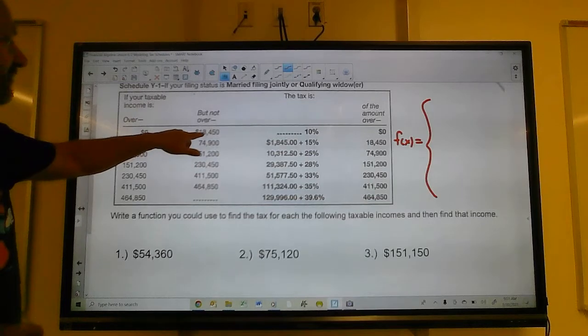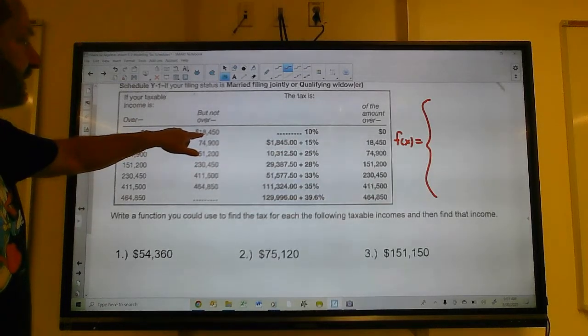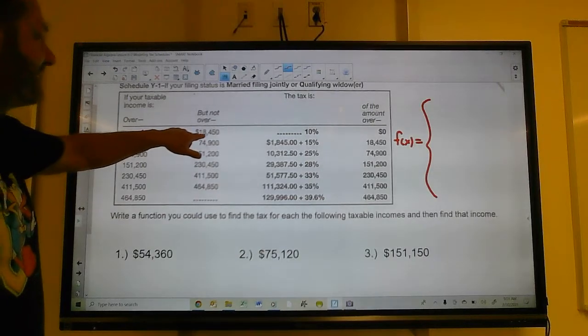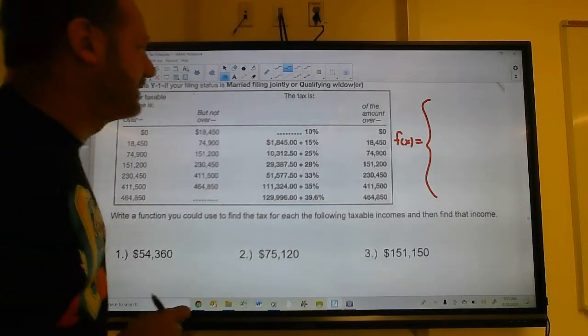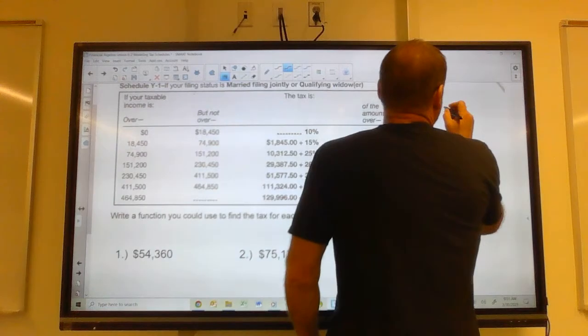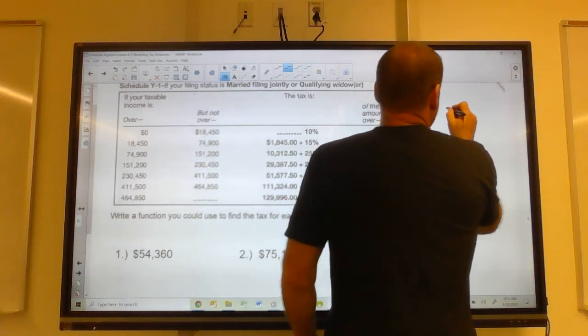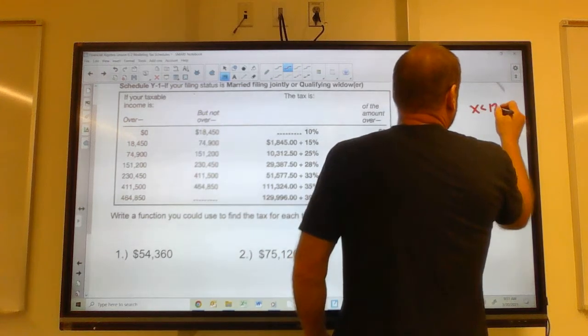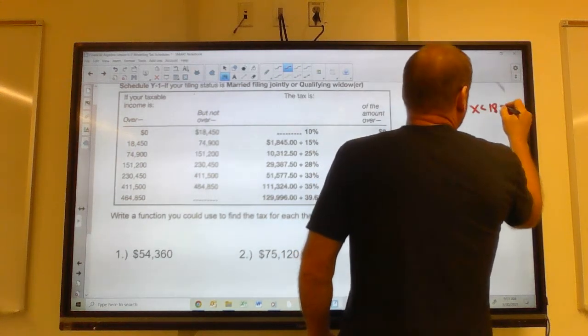So if our income is less than $18,450, the tax is going to be 0. So it's going to be 0 when x is less than $18,450.